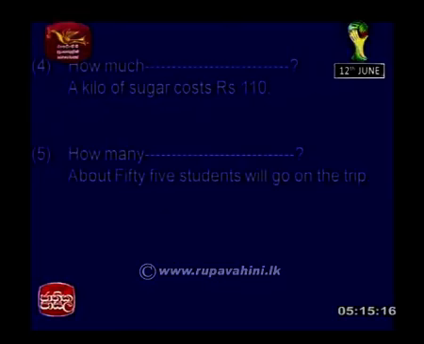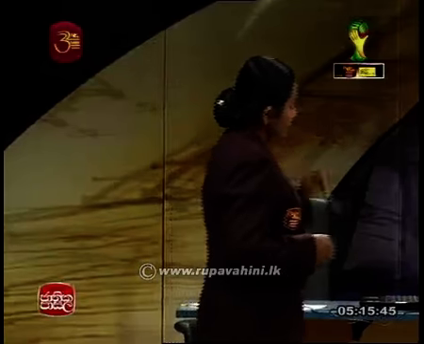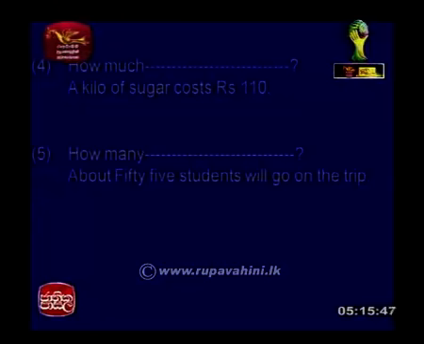Number 5. How many? How many? The fourth one, question number 4, is an uncountable. Sugar is an uncountable. In your general English syllabus, you have a lesson based on countable nouns and uncountable nouns. Here is a chance that you need to reuse it. Here first, question number 4 is an uncountable noun. Sugar is an uncountable noun.